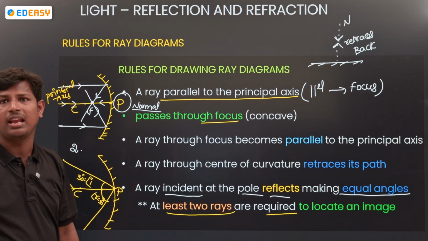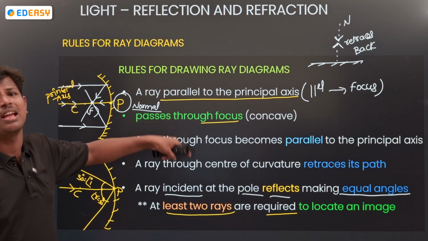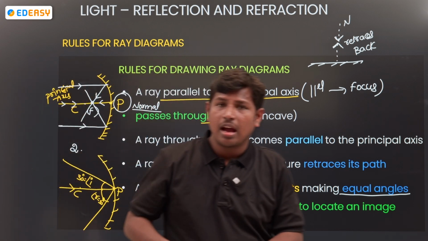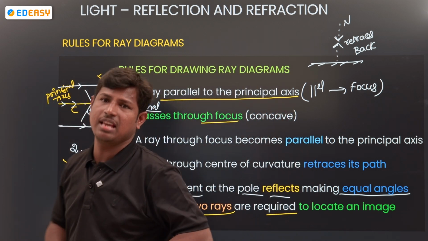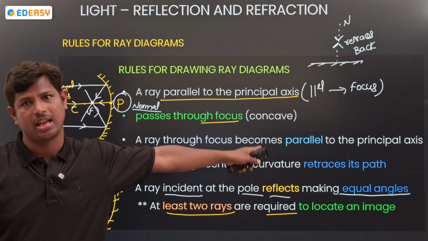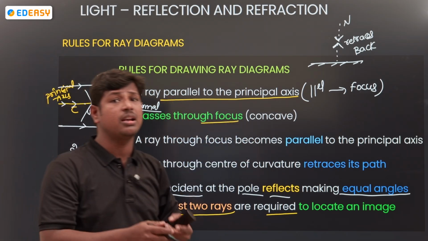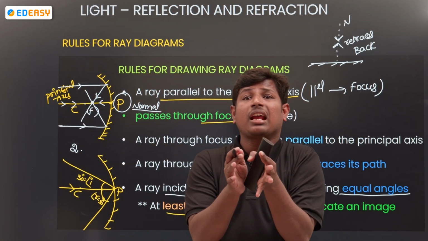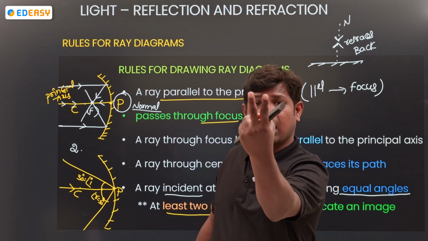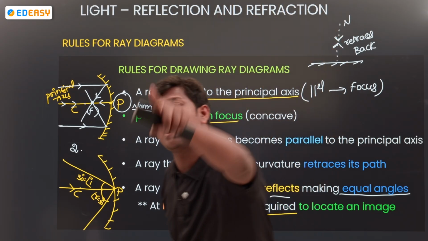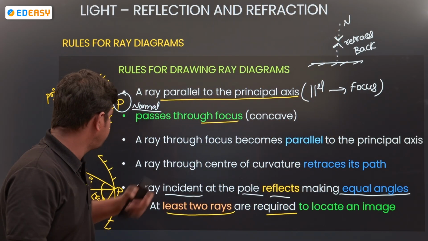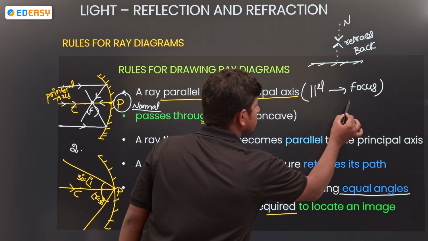Retraces it back. Next, if any light ray makes some angle with the pole, the reflection angle also will be the same only. Incident angle is equal to reflection angle. Next, to form that image, how many light rays are required? At least two rays are required. The image cannot form with just one light ray. I will explain again.